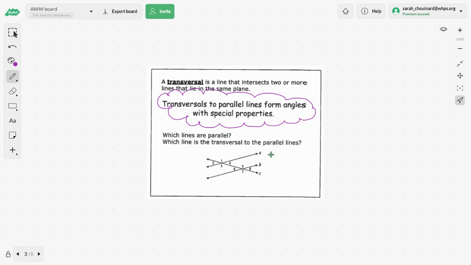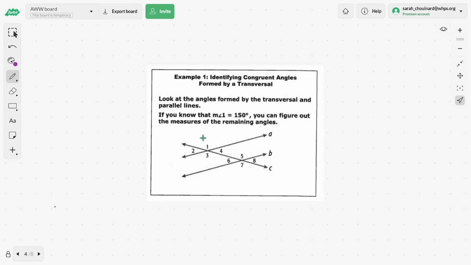So in this diagram, which of the lines are the ones that are parallel? The ones that never seem to cross are A and B. The transversal is C because it cuts across both A and B. And you can already see there are some similarities or congruence between 1, 2, 3, and 4, and 5, 6, 7, and 8. They look to be the same exact thing. So we're going to be identifying congruent, which means equal, angles formed by a transversal.